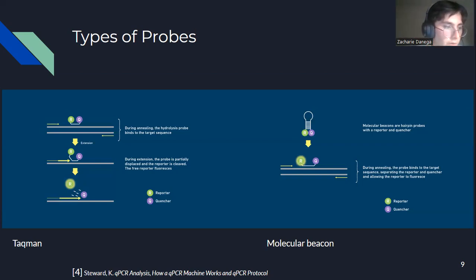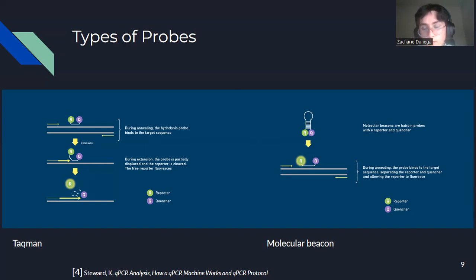It essentially works as a sequence-specific, fluorescently labeled probe. Okay, it's a sequence-specific probe with a fluorescent reporter at one end, and a quencher at the other. Essentially, what happens is that it binds during annealing, and during extension, the probe is displaced, the reporter is cleaved, and the free reporter fluoresces. That's basically how that system works.